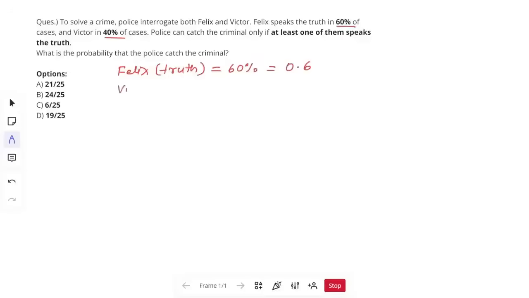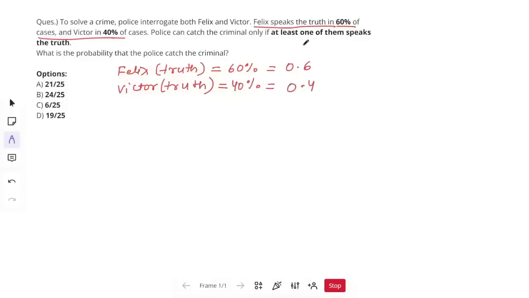In the same way, Victor's truth probability is what? See, this data is given from here. Felix speaks the truth in 60% of cases and Victor in 40% of the cases. So from here we are taking this data. So Victor speaks the truth in 40% of the cases. So this can be written as 0.4. So this is the probability of truth that we have taken.